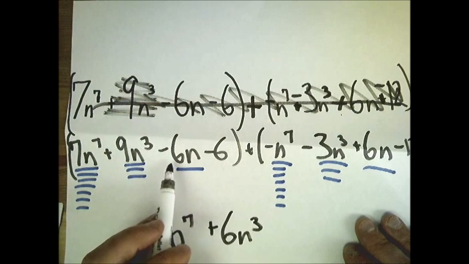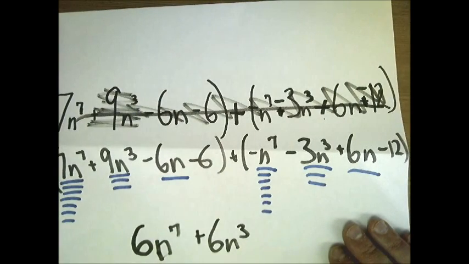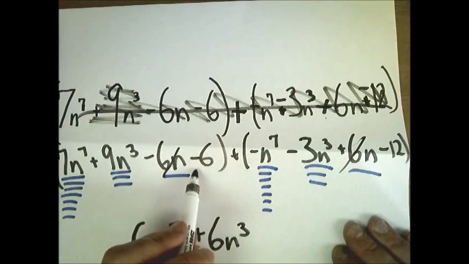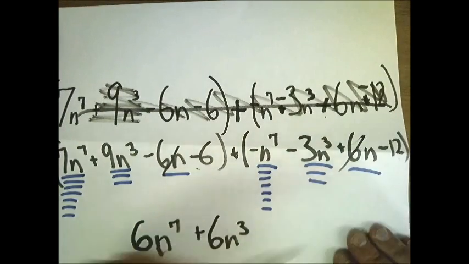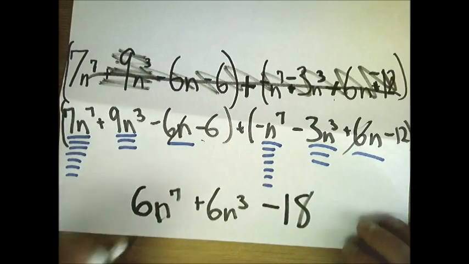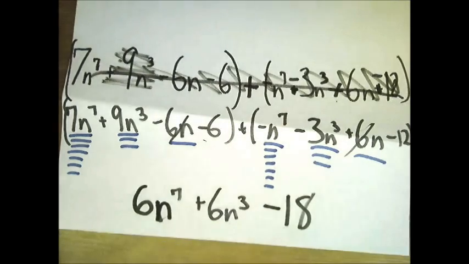Then I look at negative 6 n plus 6. So if I owe 6 and then get 6, then that would be 0, so those two cancel themselves out. Then I do negative 6 minus 12. Negative 6 minus 12 is negative 18. So my final answer is 6, the worst n I've drawn all day, to the 7th power, plus 6 n to the 3rd power, minus 18.